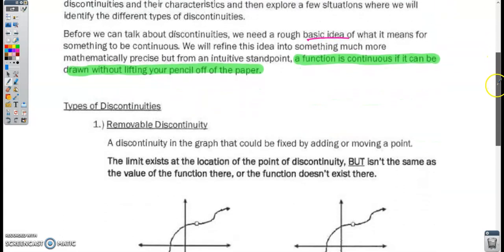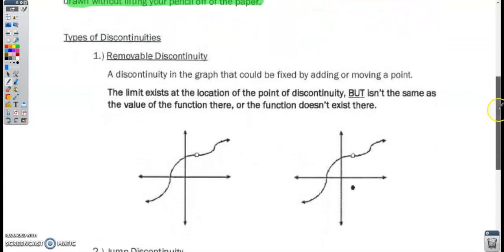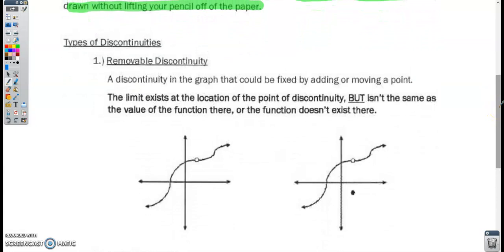The first type of discontinuity is what's known as a removable discontinuity. We call it removable because it's a discontinuity that could be fixed by adding a point that doesn't exist, or by moving a point that does exist to a different location. And that's what you see in both of these pictures. You see this curve with the little hole right here, and in the second curve, same curve with the hole there, but there is a function value elsewhere. So we could either fill in that hole or move the point to the hole, depending on if we're looking at the left graph or the right graph.